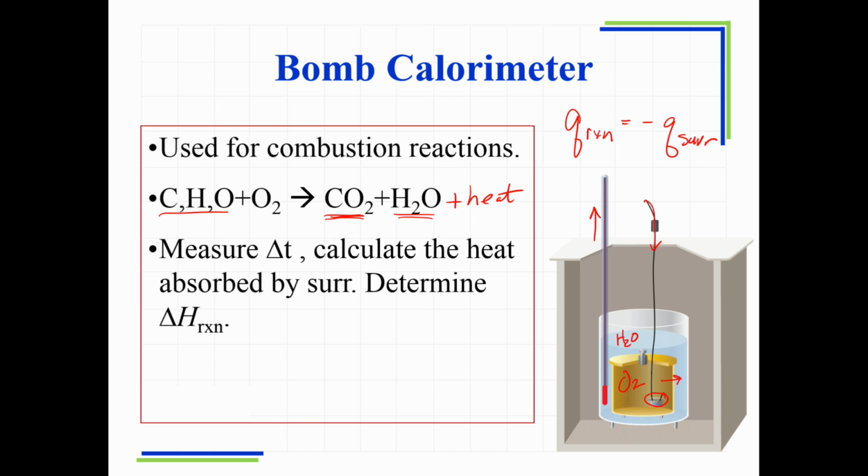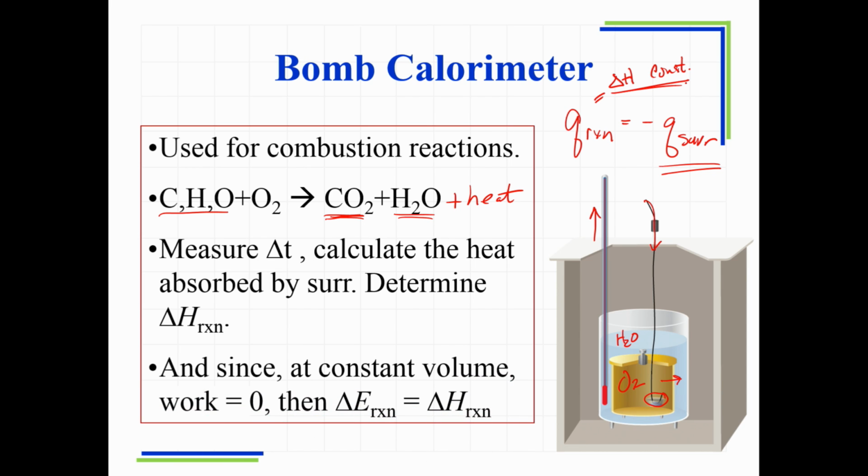We can calculate the heat absorbed by the surroundings, and from that we can determine the delta H of the reaction. How are we going to do that? Well, this is not a constant pressure environment. The pressure is changing, and Q is equal to delta H when it's constant pressure. So we're not directly going to be able to relate it, but it's not a hard step for us.